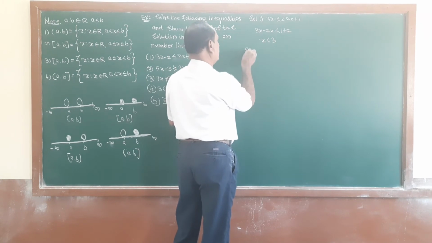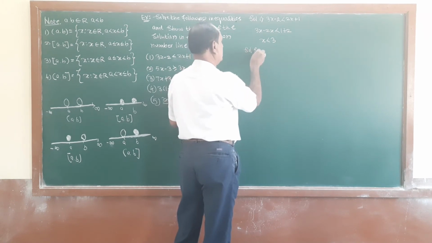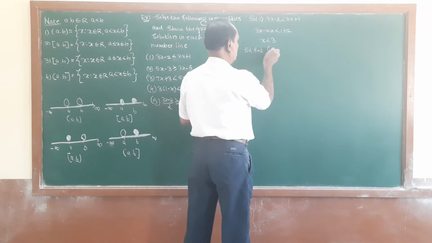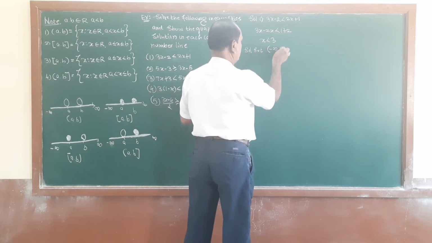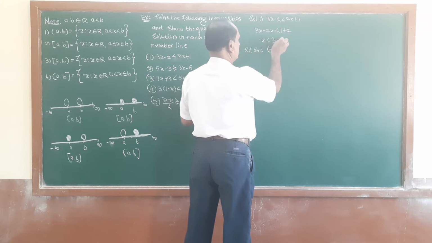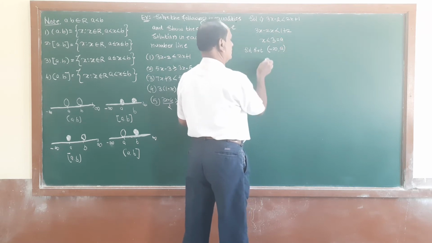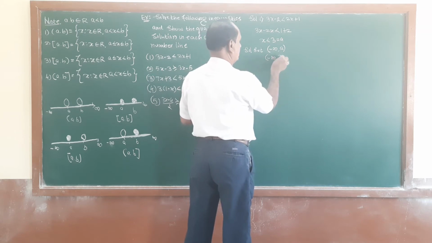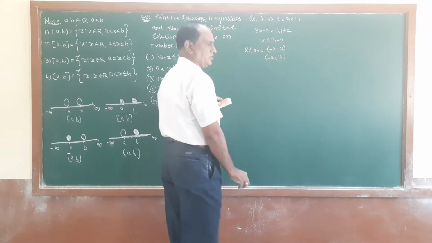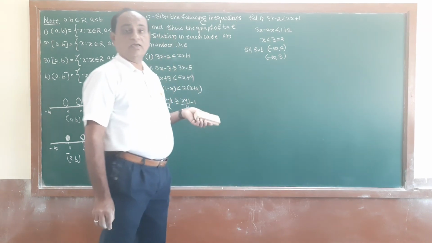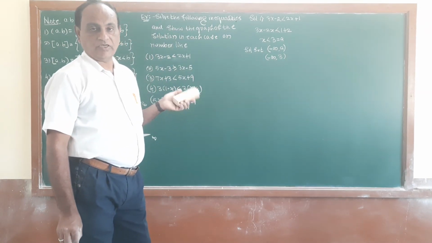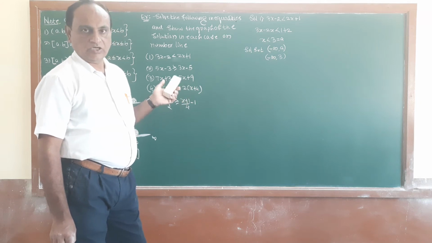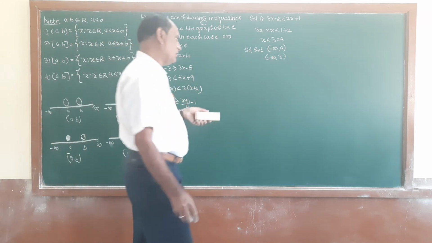Therefore, very simple, the solution set is the open interval minus infinity to 3. A means less than, that is 3. So the solution set is minus infinity to 3. Now represent on the real number line the values of x less than 3.